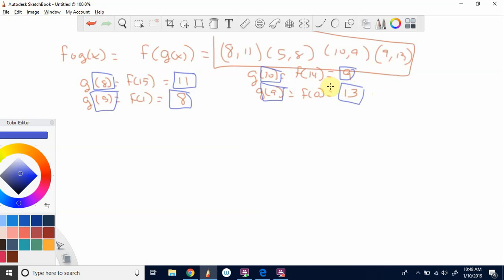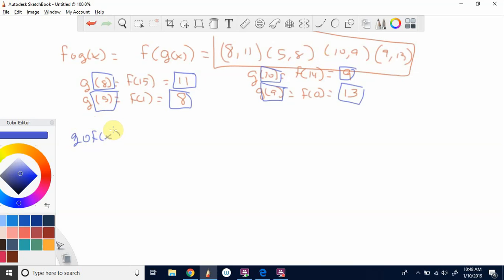Now, they want you to state the domain and range. The domain is simply all of the x's, and the range is going to be the y's. But like I said, we're not going to really talk about it. All I care is that you know how to do f∘g and g∘f of coordinates. So let's do the g∘f part of it.